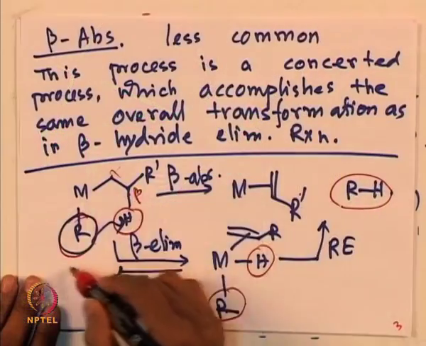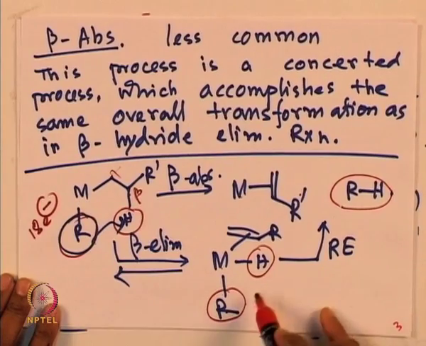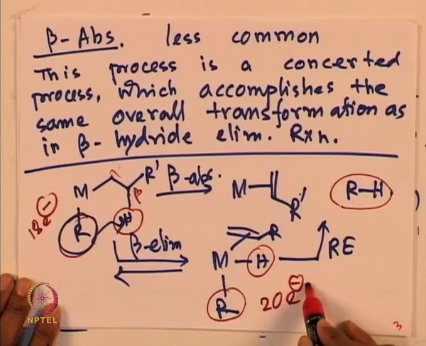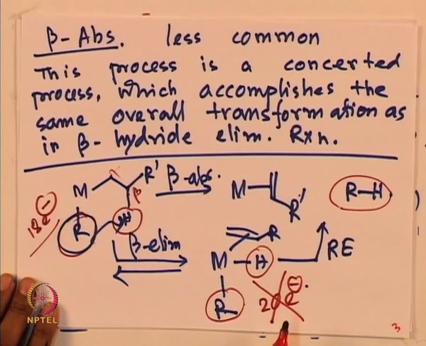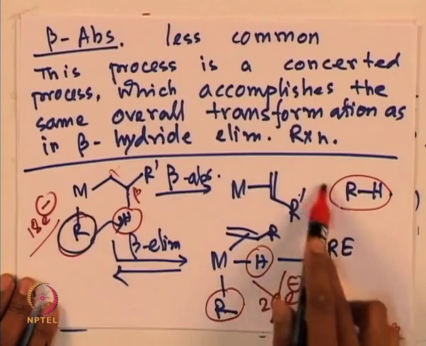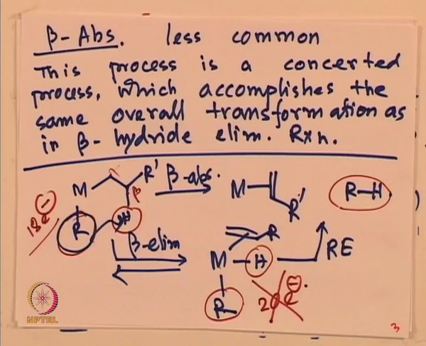For example, if this intermediate is an 18 electron species, then for this to happen it would have to be a 20 electron species, right. So this perhaps will not happen if you are starting with an 18 electron species like this, and then this is not going to happen. Therefore, if you are getting this product, it is likely that you are going through a beta abstraction intermediate.